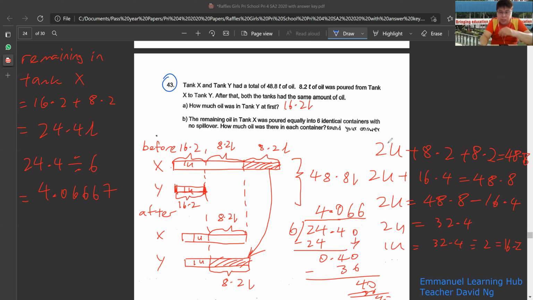Okay. So round off your answer to 1 decimal place, right? Yeah. 4.1 liters. Okay? Okay. Can I get a cup of water? Okay, come back quickly.